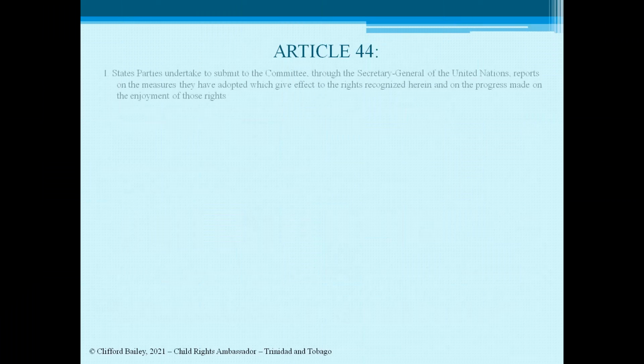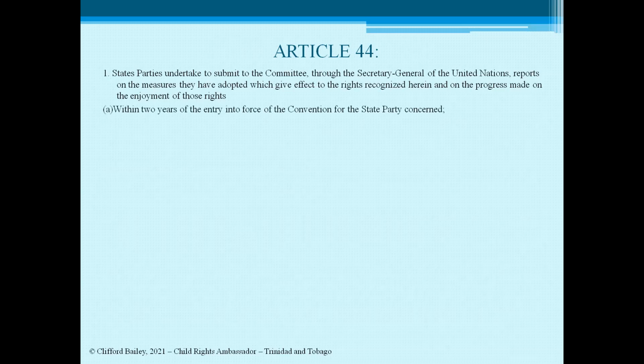Article 44. States parties undertake to submit to the Committee, through the Secretary-General of the United Nations, reports on the measures they have adopted which give effect to the rights recognized herein and on the progress made on the enjoyment of those rights. A. Within 2 years of the entry into force of the convention for the state party concerned. And B. Thereafter every 5 years.